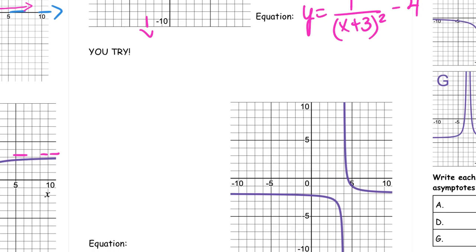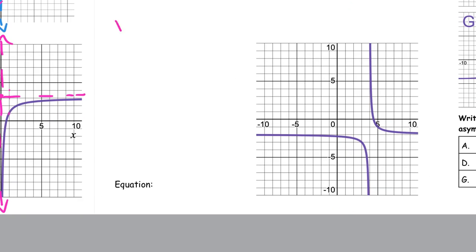Okay, take a look at this one. See if you can find your vertical asymptote. You're looking for a vertical asymptote, a horizontal asymptote, and then see if by looking at it, you can figure out what a is.